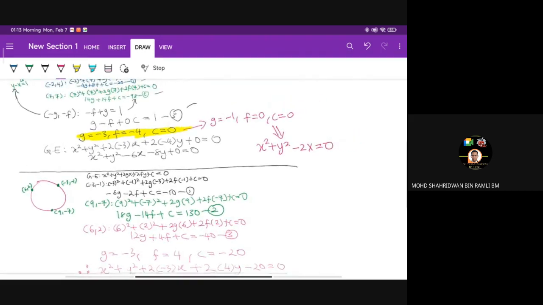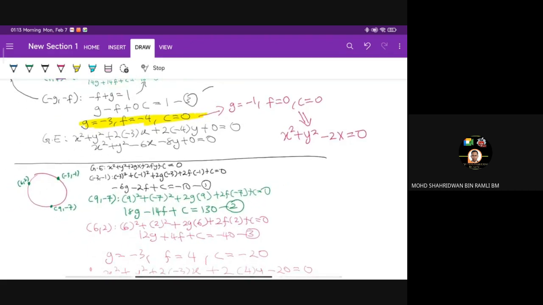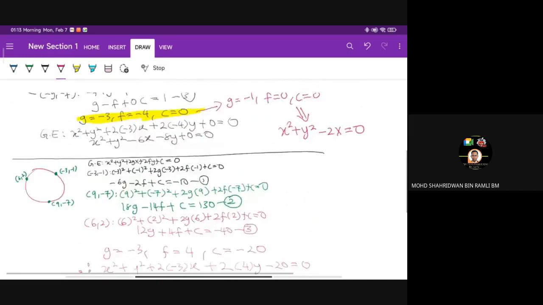Okay, but what is the most important part? You have to know how to solve. What are the steps in order to obtain this solution. Okay, I think that's all for today.